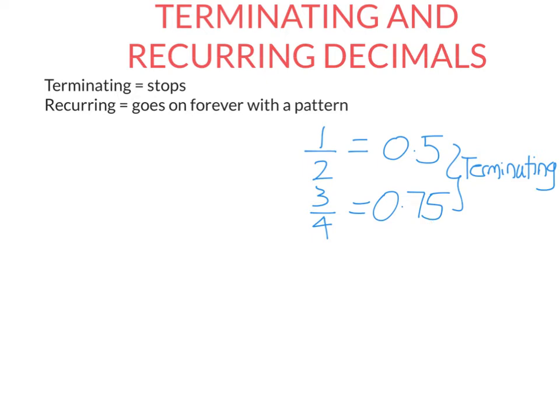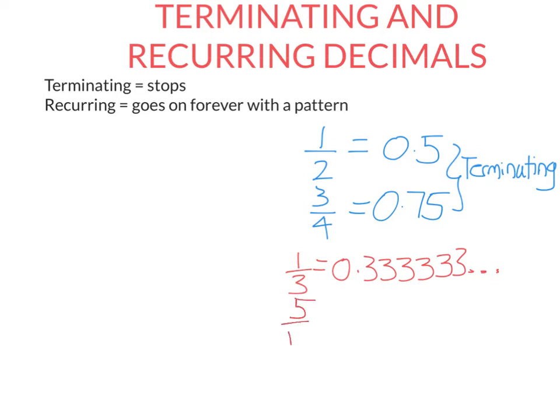But that's not the same with all decimals. If I want to write, say, 1/3 as a decimal, it's actually 0.333333. The threes go on forever and ever. They never stop. So in maths, these three dots means goes on in that pattern forever. So 1/3, 0.333 goes on forever. But there are heaps of numbers like that.